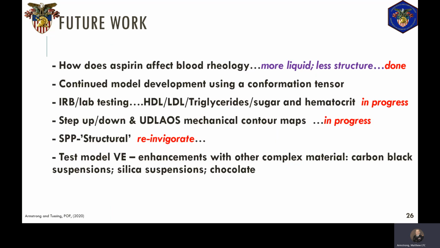Future work, we want to ask ourselves the question, how does aspirin affect those model parameters? And what does it do to the rheological fingerprint of human blood? What does it do to the mechanical contour mappings of the viscous and elastic projections? Also, we want to start marrying up those best fit model parameters with statistically meaningful correlations with the physiological data from the lab.